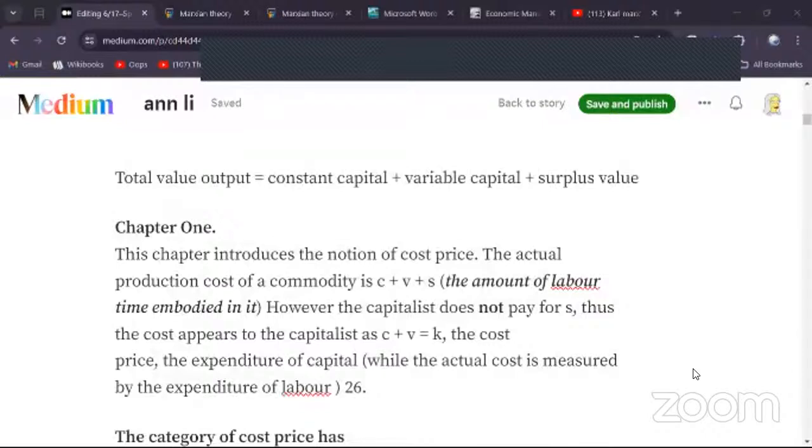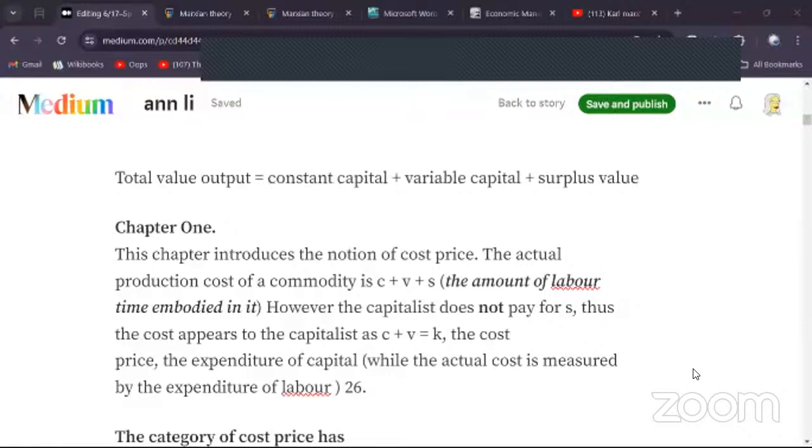This chapter introduces the notion of cost price. This is not a standard term, and you don't need to worry too much about it, but it is an idea. The actual production cost of a commodity is C plus V plus S, the amount of labor time embodied in it. This is the congealment sort of thing.